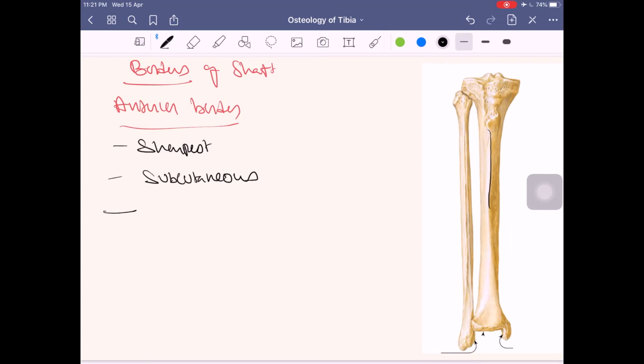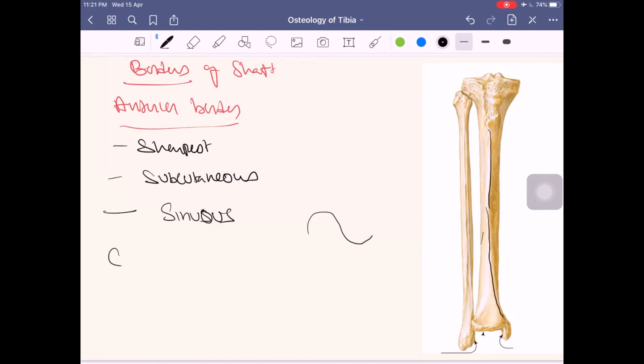So this is the sharpest border, the subcutaneous border, and it starts vertical, but as it goes down, it makes a little curve. So it is not a straight border, it is called sinuous. It's like a sine wave. We draw a sine like this. This is what we call a sine wave, right?